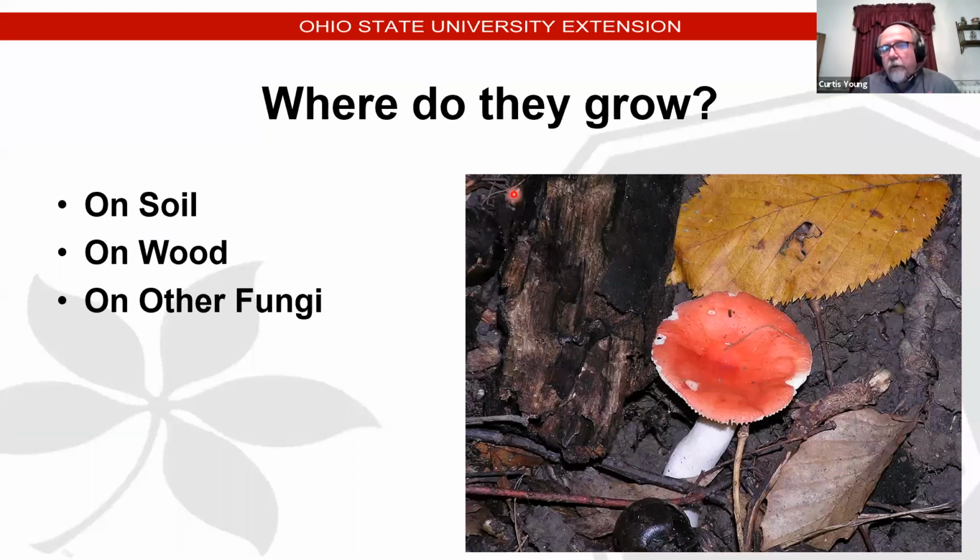Where do they grow? Where do I find them? Well, many of them grow right on the soil, such as the emetic russula that you see here. It is obtaining organic material from the soil, so it's decomposing, digesting whatever organic materials accumulated in the soil and growing right on the surface of the soil.